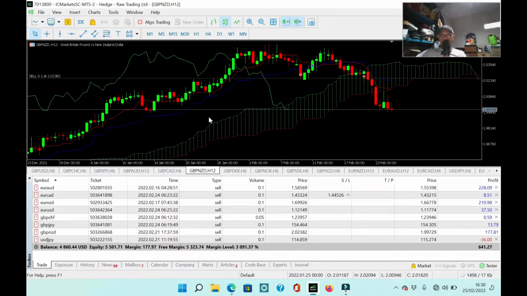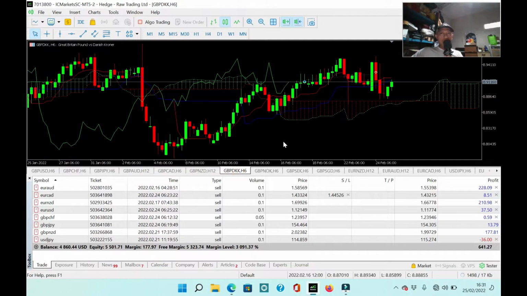I will keep holding the position because according to the 12-hour time frame, it's still a long way to go. So I'm expecting that the price is going to make a bearish trend, and I just try to make as many winning trades as possible from this position. Okay, we will move on to the next.